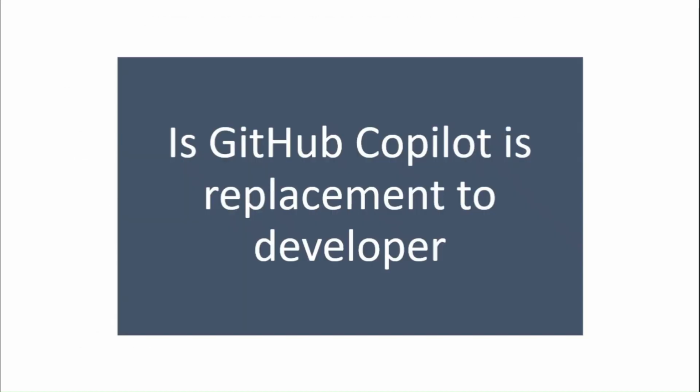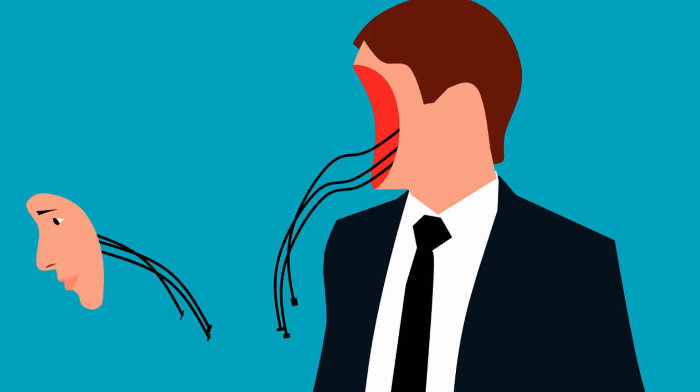One common question we are getting nowadays is: is GitHub Copilot a replacement for developers? No, GitHub Copilot is a tool that enhances a developer's capabilities and productivity by providing code suggestions and assistance. While it's a significant step forward in coding assistance, it doesn't replace the unique skills, knowledge, creativity, and decision-making abilities that human developers bring to the table.